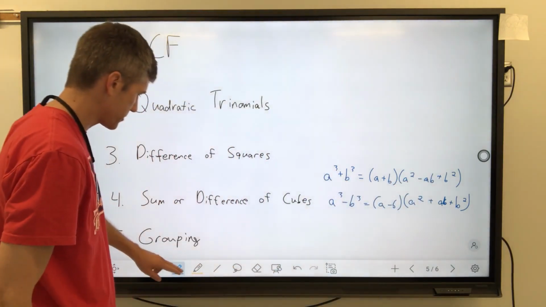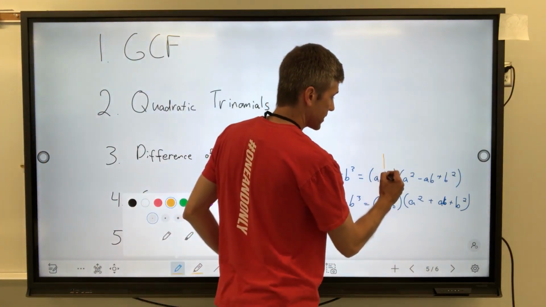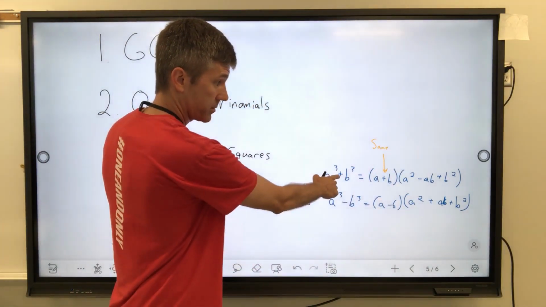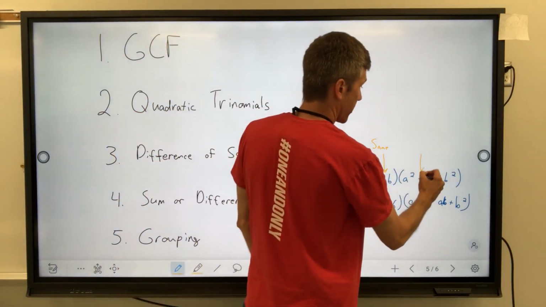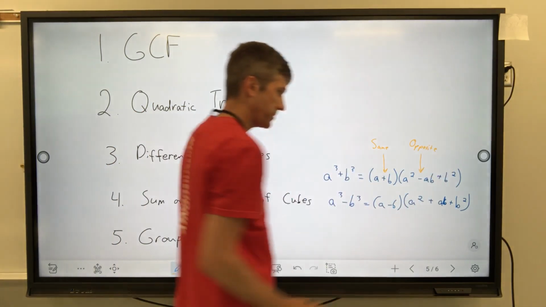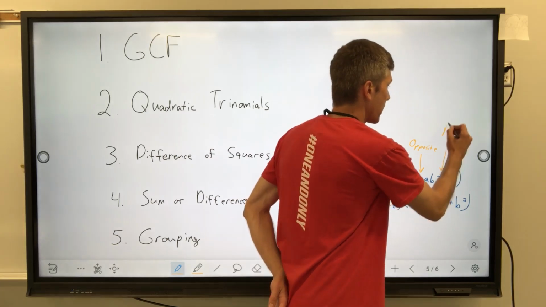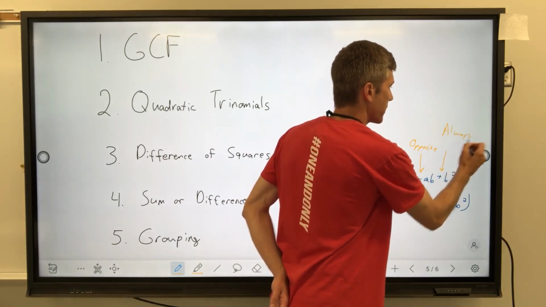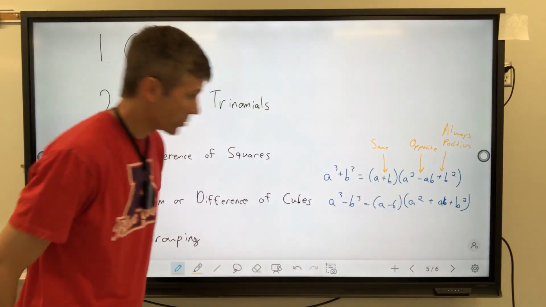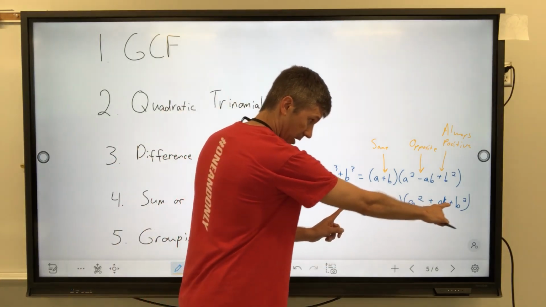So let me write this a slightly different way, the way a former student showed me this. This is the same sign as this one. This sign right here is the opposite. And this sign is always positive. Okay, so notice we have same sign, opposite sign, and then always positive.